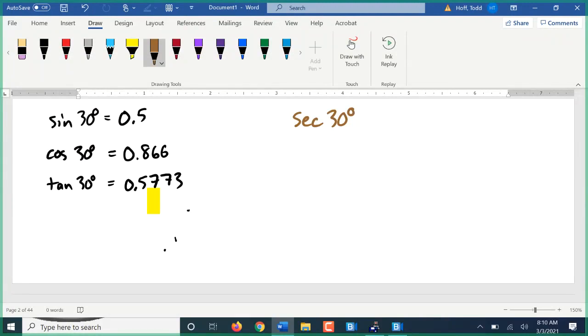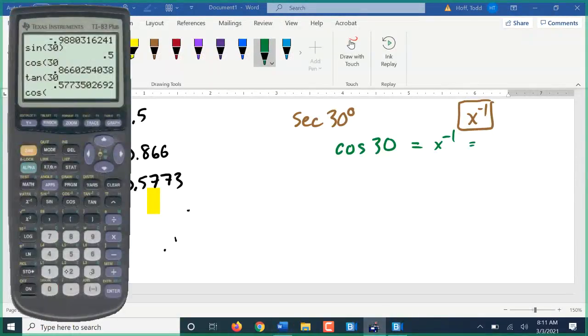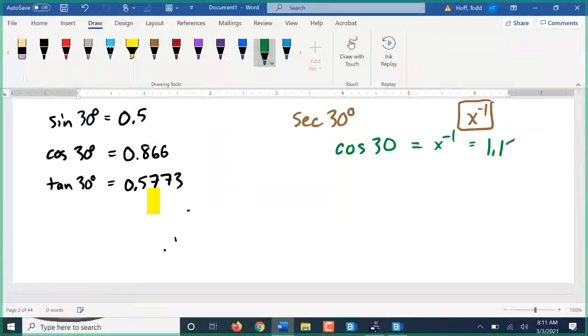Remember we said the secant goes after the cosine. So most of your calculators have a key that looks like this, x to the negative 1. That is the reciprocal key. Here's what you're going to do. You're going to do sine. Remember, secant goes with, not sine, but with cosine, right? You go cosine of 30, you hit equals, and use that x negative 1 key. Cosine of 30, 0.866. I do the x negative 1 key, gives me 1.155. That is the secant of 30 degrees.